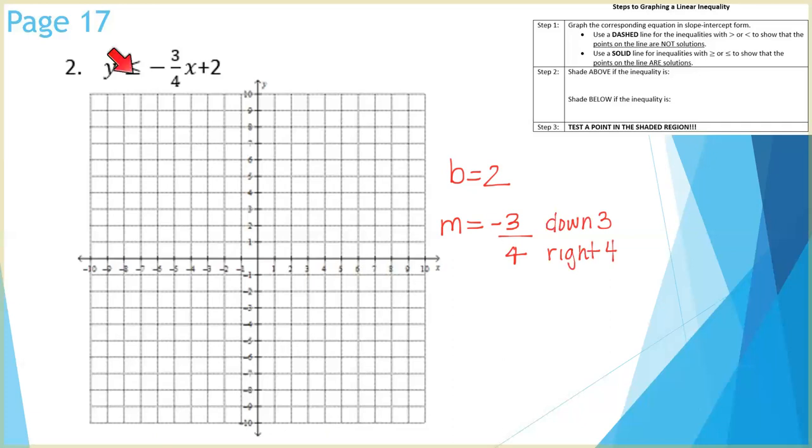For this example, it's equal to, so we're not going to use a dashed line. We're going to graph it with a solid line. And this is a less than, so we're going to shade below. Those are the 4 key things about this graph.